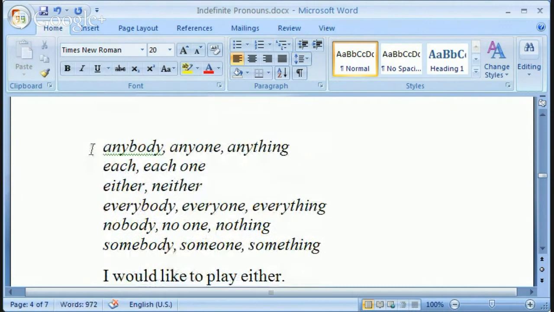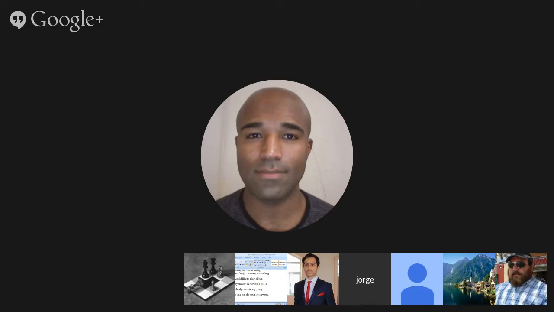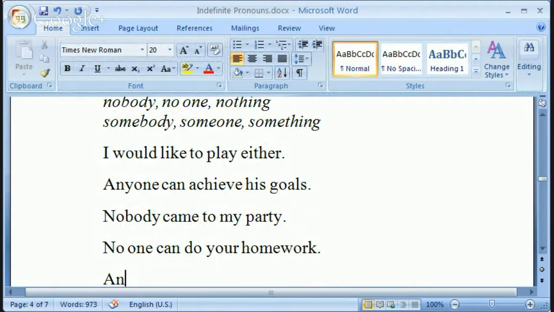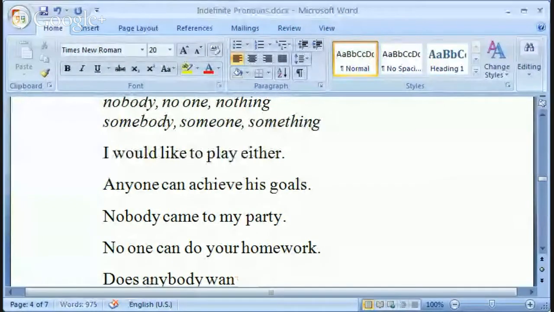All right. Can you form a sentence using one of these indefinite pronouns as a subject? Anyone? No one? Anybody want to play? Okay. Now, the question is, does anybody want to play? There we go. Is it a question? Yeah, you got it. All right, in the question form, very good. Does anybody want to play?